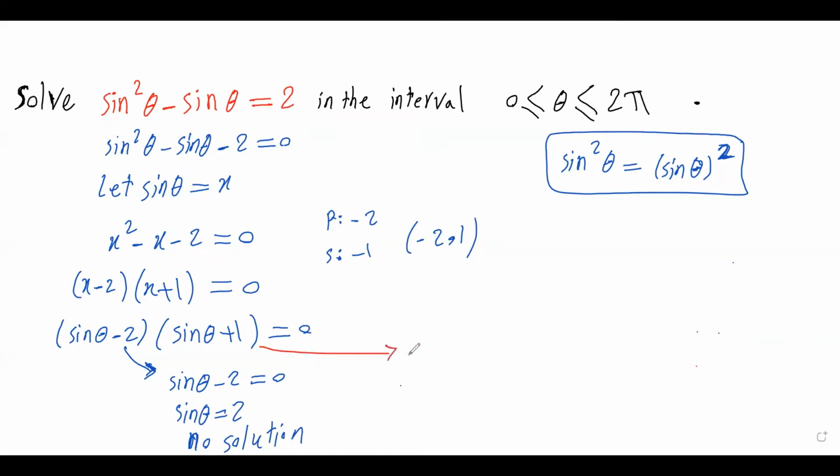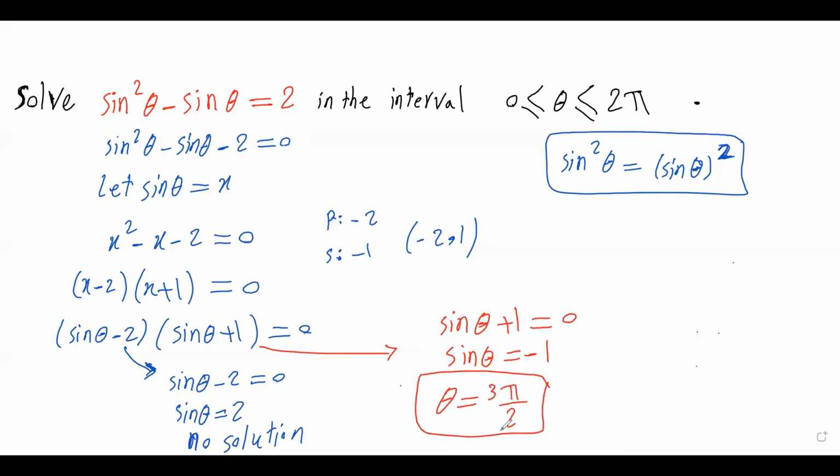Let's do the next factor, this one. I have to set this factor equal to 0 as well, right? So sine theta plus 1 equals 0. I will get sine theta equals -1. If you use your unit circle, what angle has a sine of -1? That angle is basically 3 pi over 2. So your theta is 3 pi over 2.